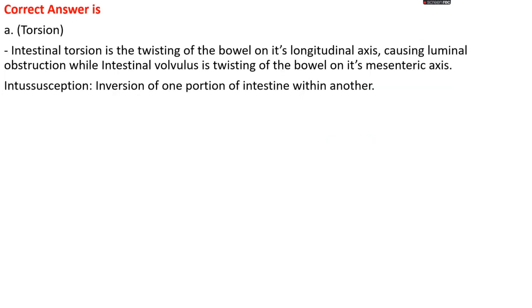Actually, in case of torsion, there is a twisting of the intestinal bowel on its longitudinal axis, causing a luminal obstruction. While in case of volvulus, there is a twisting of the intestinal bowel on its mesenteric axis. Okay. And in case of intussusception, there is an inversion of one portion of intestine within another.